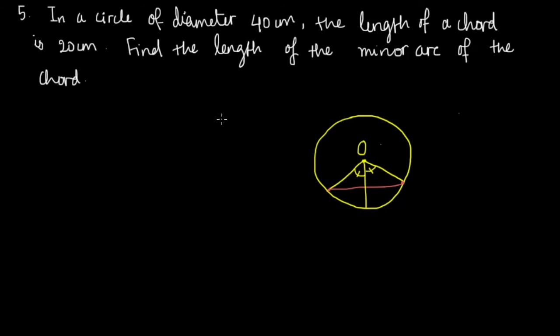In a circle of diameter 40 centimeters, the length of a chord is 20 centimeters. Find the length of the minor arc of the chord. So as always, let's look at this circle.